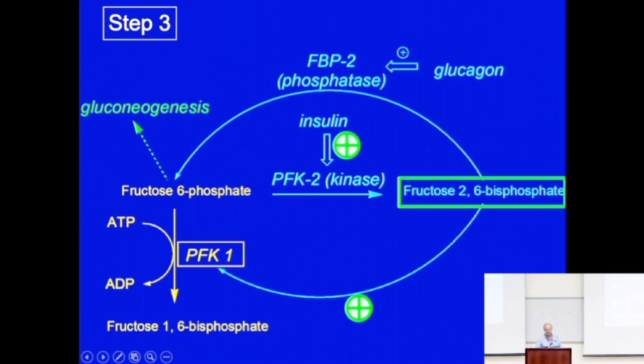So I'm going to tell you now how it's made. It's made from fructose 6-phosphate by another enzyme called PFK2. And the 2 tells you you add the phosphate at the 2 position. So this is not a glycolytic enzyme. It's a side pathway. However, this enzyme is important in producing this important allosteric activator. That's how it's made.